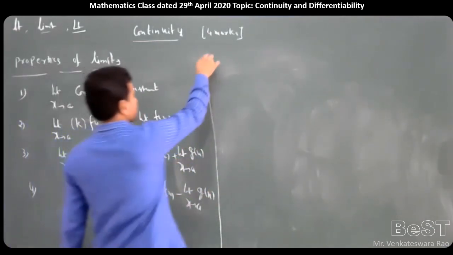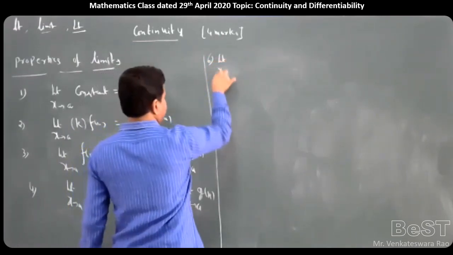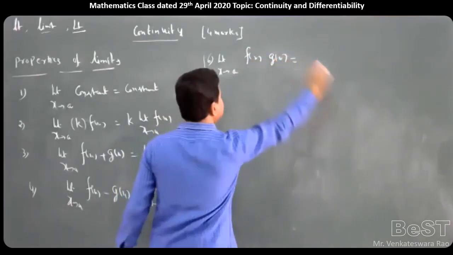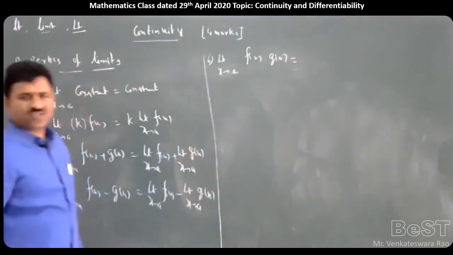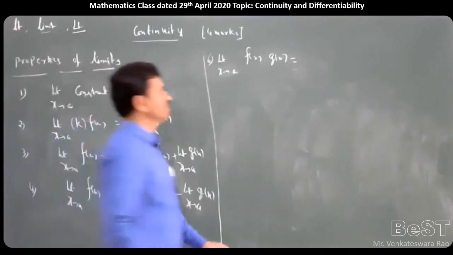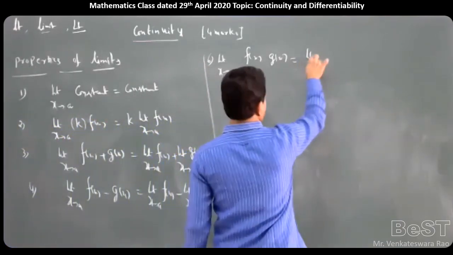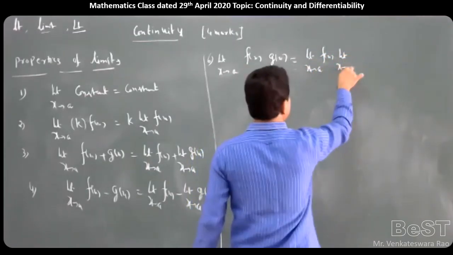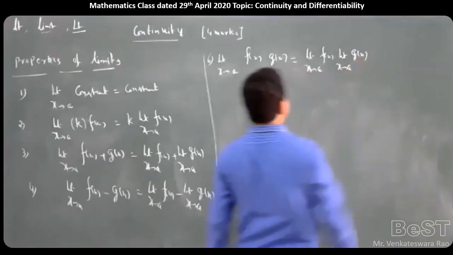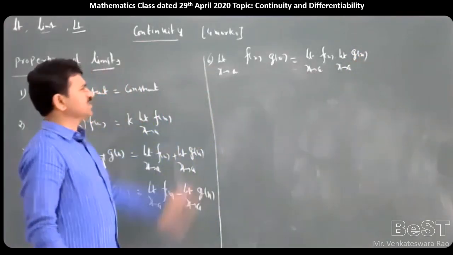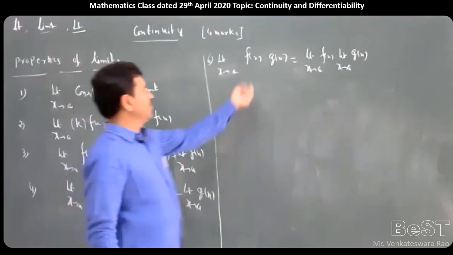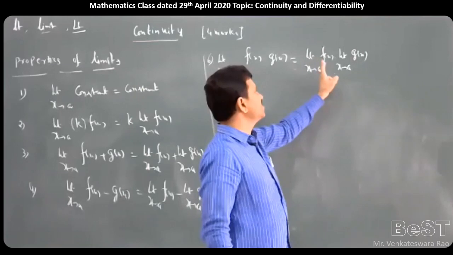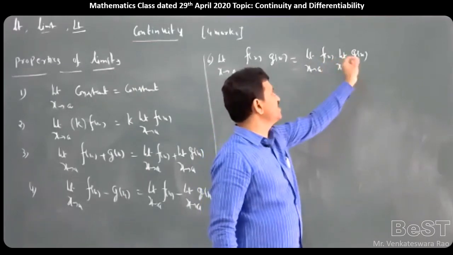See the sixth one. Limit of x tends to a, product f of x into g of x. Product of any number of functions, but practice for two functions. When we have a product of two functions, we can apply the limit separately: limit x tends to a f of x into limit x tends to a g of x.